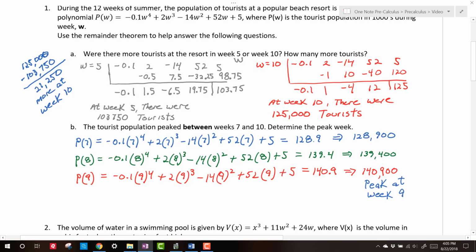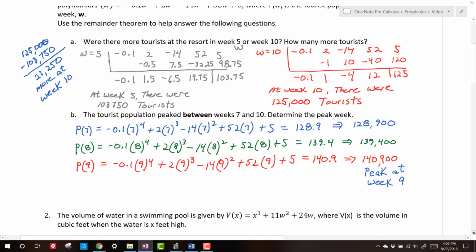All right? Now I could have done this with the synthetic division like I did in part A, but it would have taken a lot longer, I think, to do that. All right?